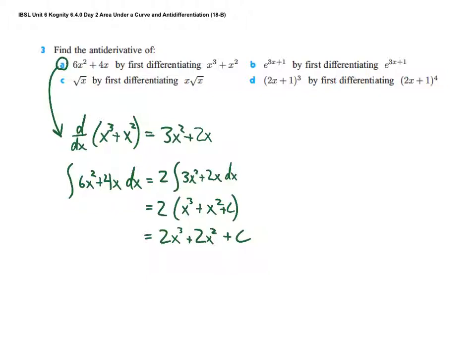Would it matter if I did write 2c? No. I mean, if you write 2c, it's still a constant. Because it's a random constant anyways, it equals any real number. 2 times any real number is still any real number.